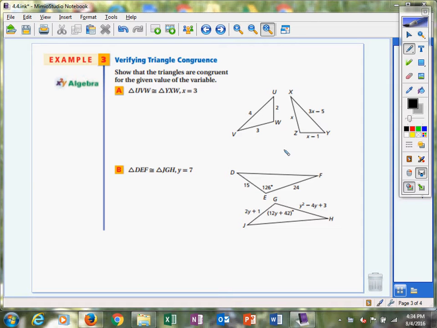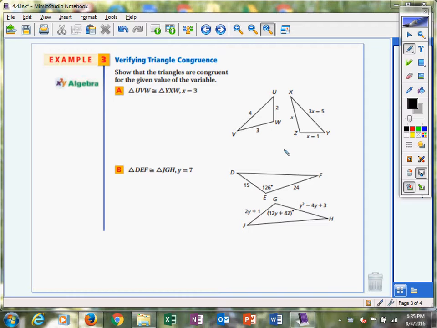3 out of section 4.4, that's where we are today, and we've been talking about triangle congruence and specifically using a couple of postulates called side, side, side and side angle side. And what they want us to do in example 3 is verify the congruence and show that the triangles are actually congruent.